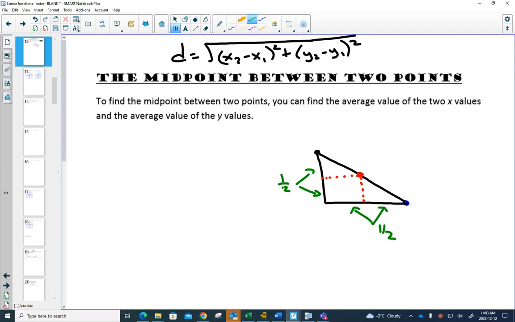Now to figure out halfway between something, let's say this went from 4 to 8 on your y values. You should be able to do half in your head really easily. What's halfway between 4 and 8?